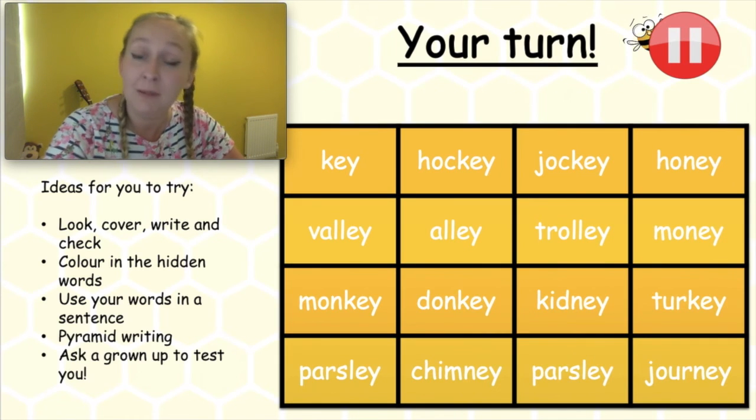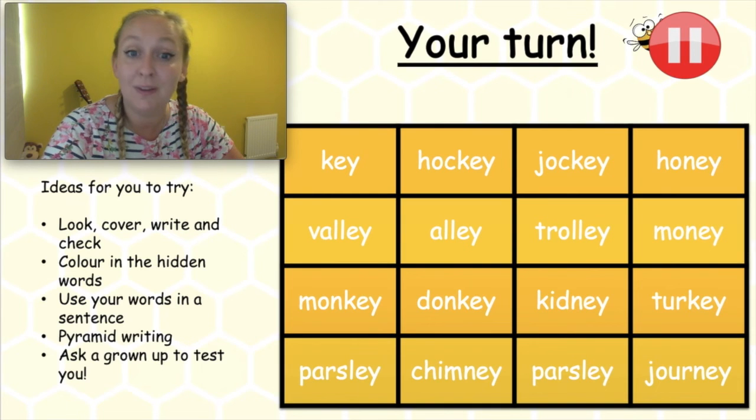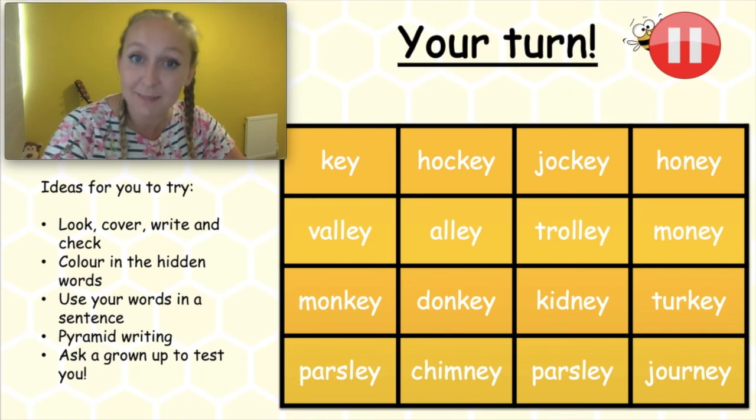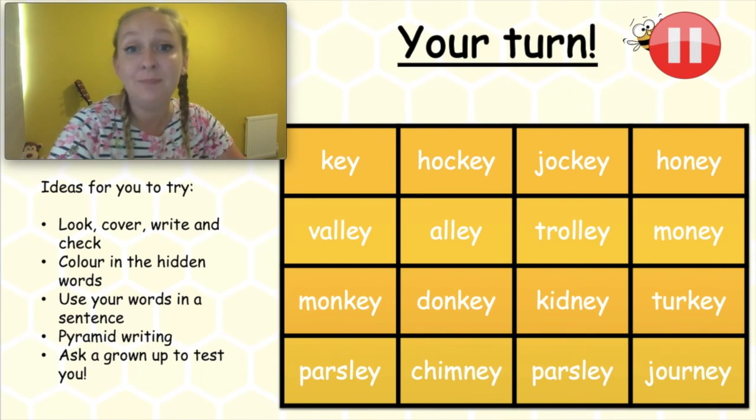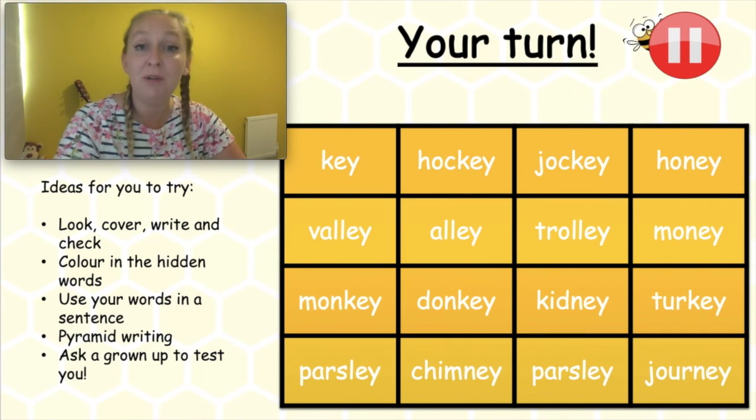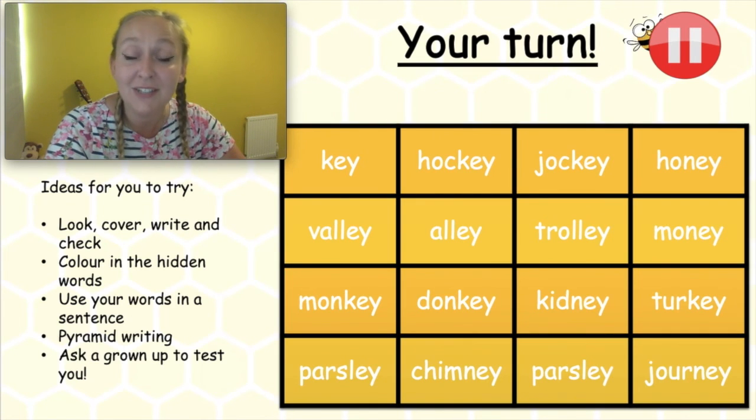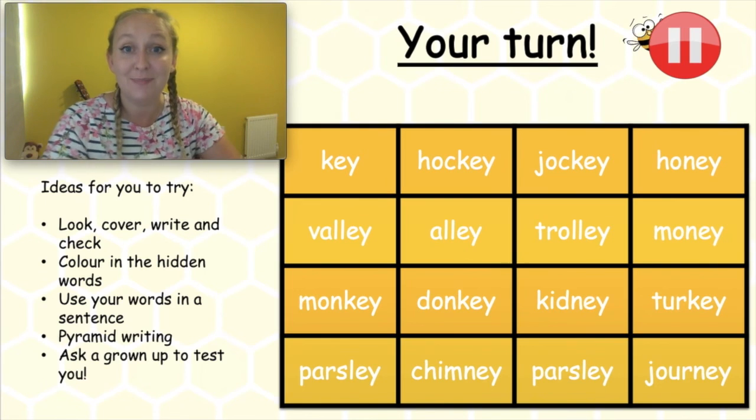As we've just done, you can colour in any of the hidden words. For example, key. Try to use these words in a sentence. Pyramid writing. Start with the first letter and add a letter each time you go down the pyramid. At the end, you should end up with the full word.